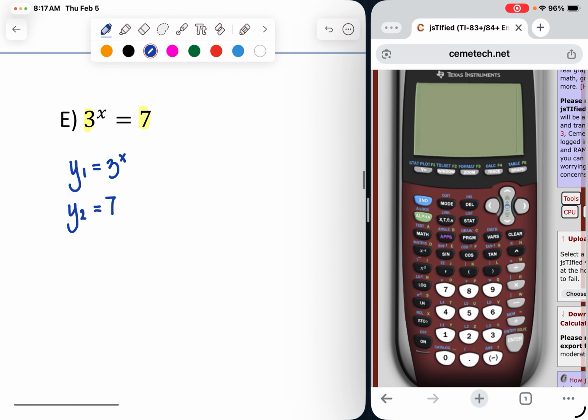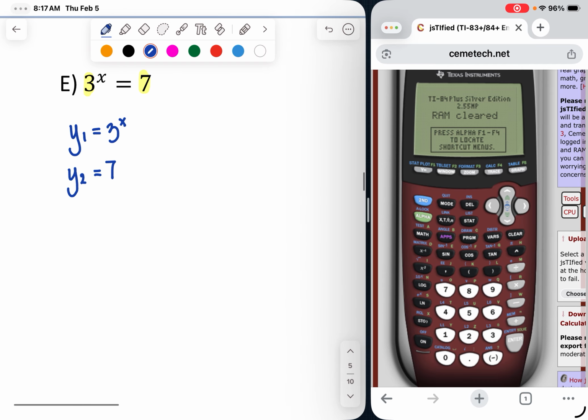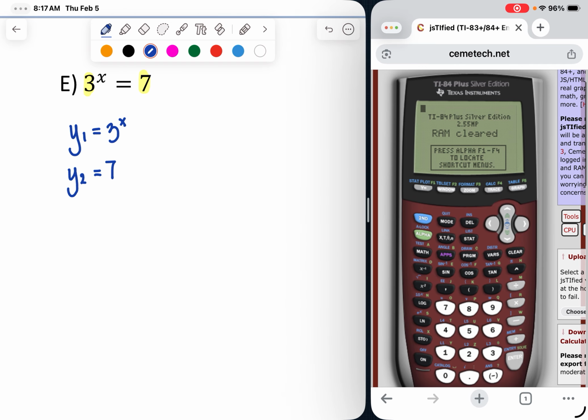Okay, woosah. All right, so my calculator is set to factory settings right now. So I'm going to go y equals, and then in y1, I have 3 to the x power, and then in y2, I'm doing 7.